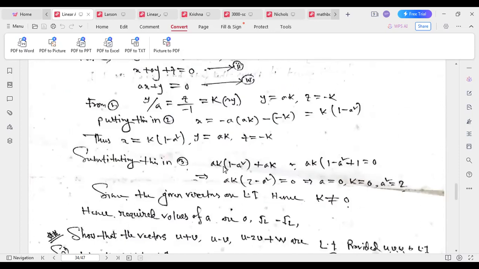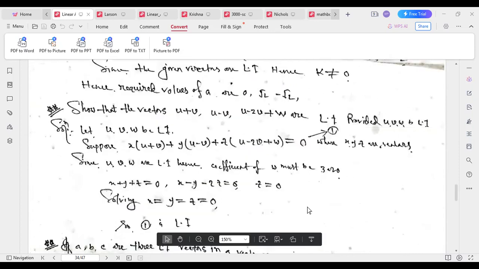Substituting this value, we get different scalars. Since the given vectors are linearly independent, hence k doesn't equal 0. So the required values of a are 0, root 2, and minus root 2. Now we can solve this problem easily.